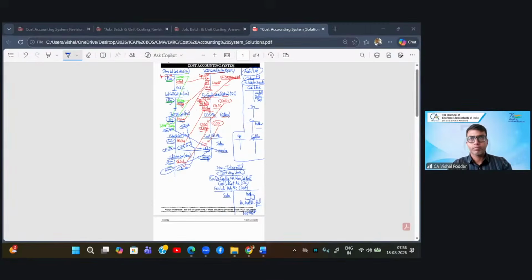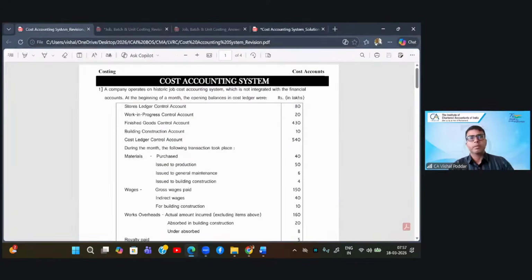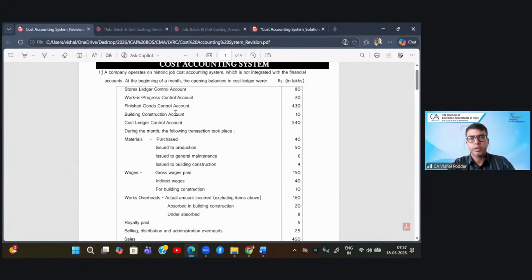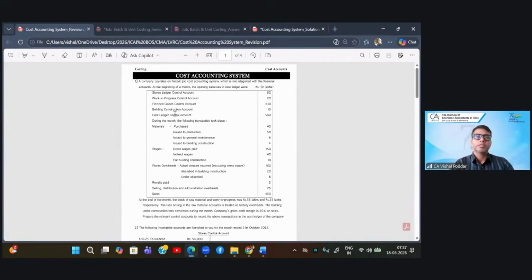Clear, Astha beta? Understood? Everybody has understood this. So students, this is your cost accounting, both integrated and non-integrated methods. Now, once you have done with this, we will now go to the sums. So I've selected some sums. Now see, when you are solving these sums, you may have to prepare one or two accounts extra depending upon the requirement of the sum. Otherwise, whatever accounts I have shown, these are the accounts which are required in every case. Correct?